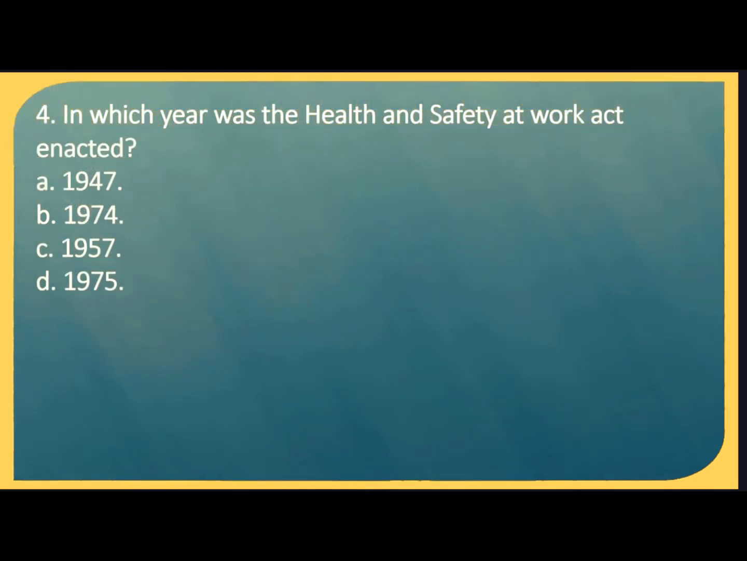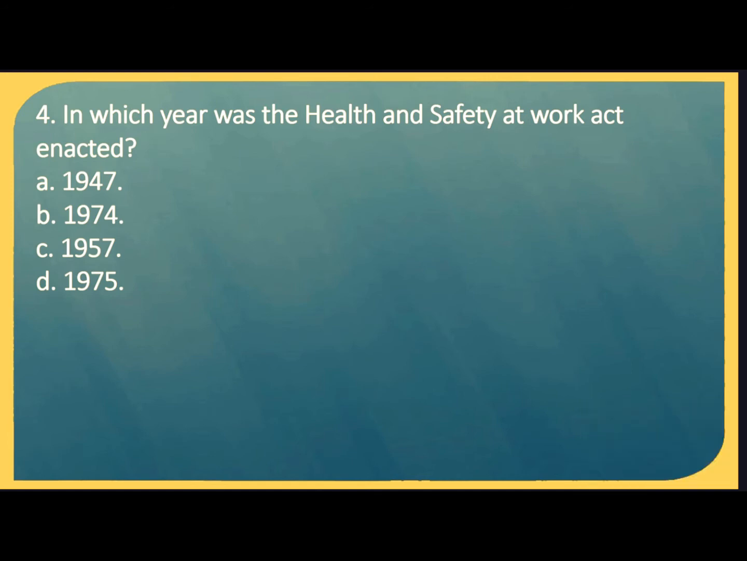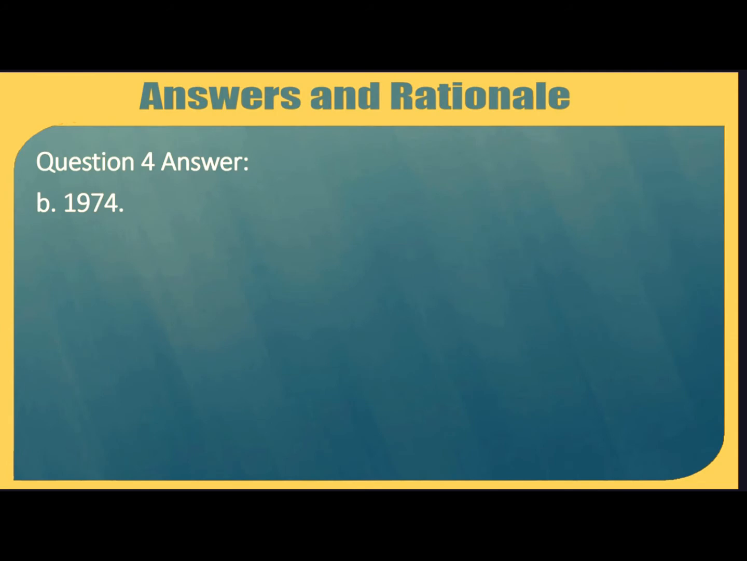Question 4. In which year was the Health and Safety at Work Act enacted? A. 1947. B. 1974. C. 1957. D. 1975. Question 4. Answer B. 1974.